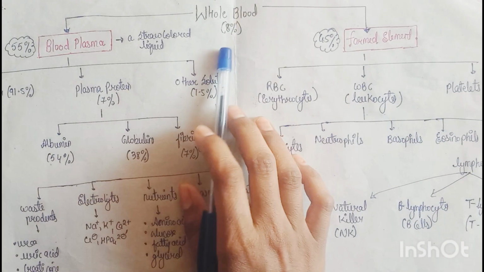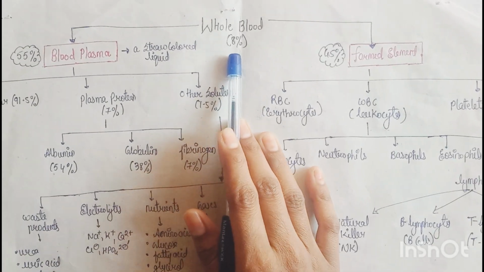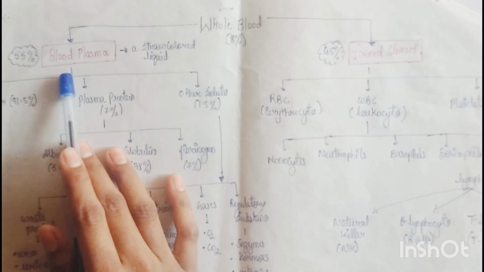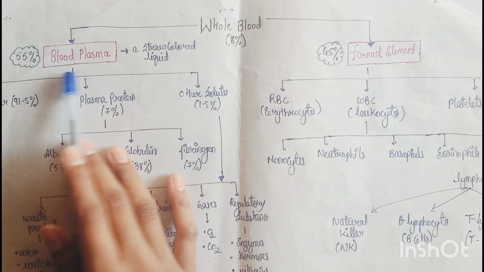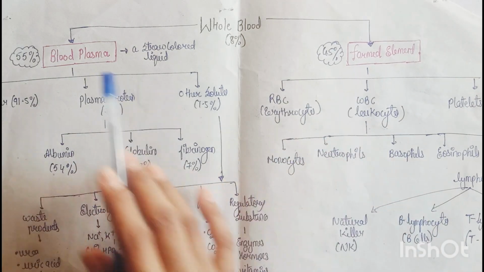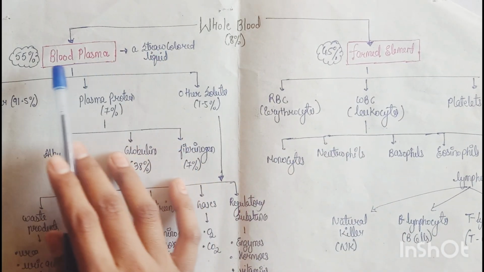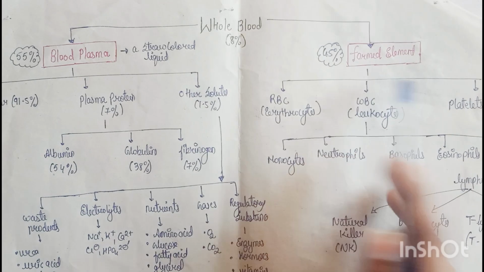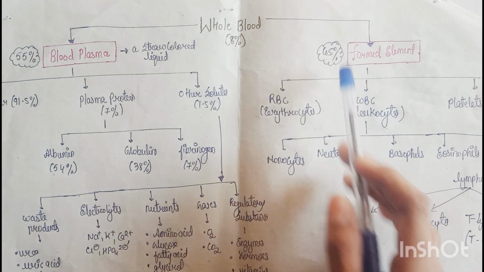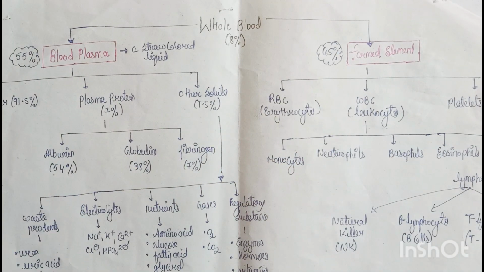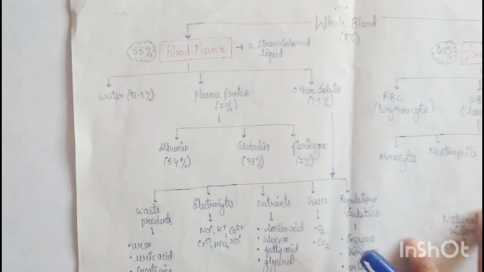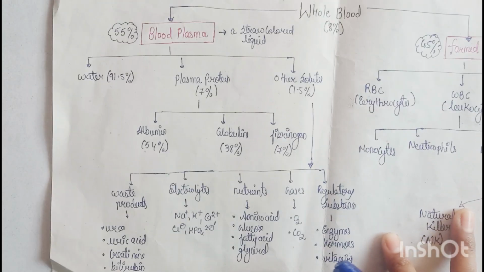Next, the whole blood is present, and in this whole blood, blood plasma is present, and another is the formed elements. Blood plasma is a straw-colored liquid, which is 55%, and the formed elements, where the cells and cell fragments are present, are 45%. So one by one, we will discuss them in detail. First we discuss this blood plasma.